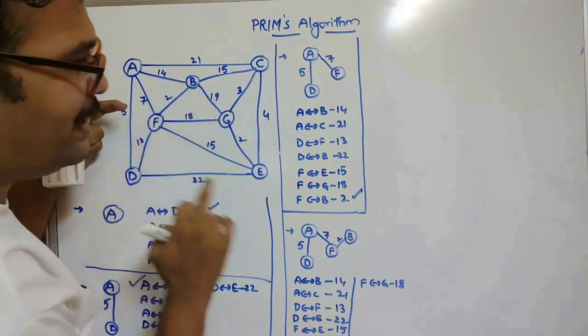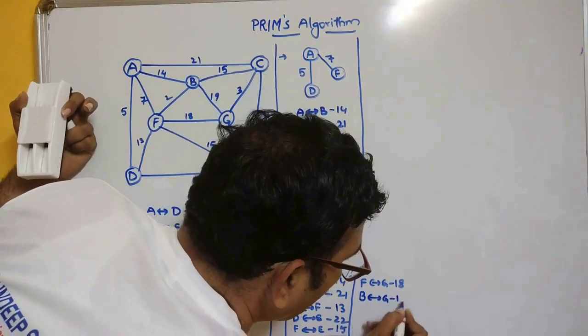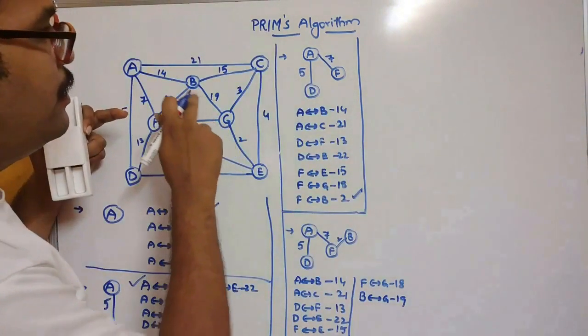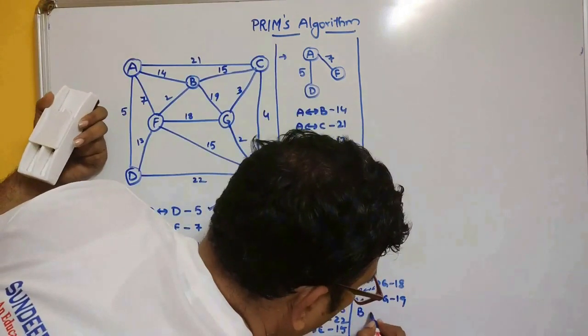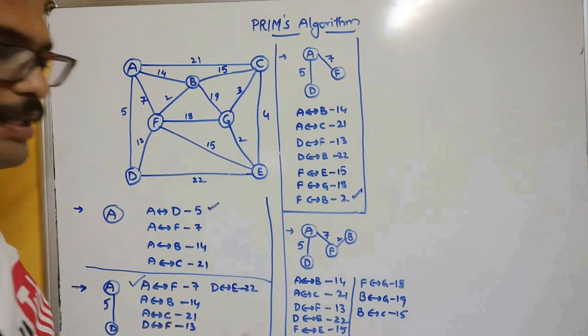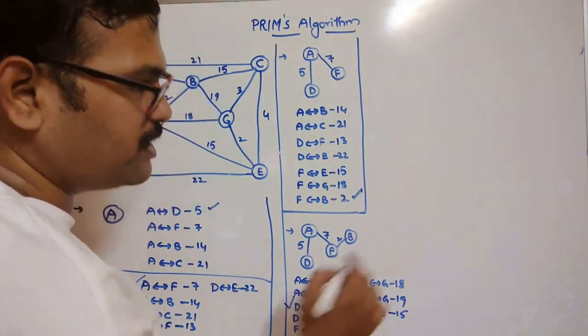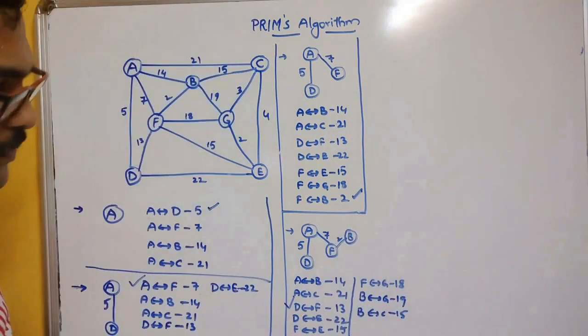So, B to G with 19 and B to C with 15. Consider the least among all these things. What is the least one? So, this one is the least. D to F is 13.